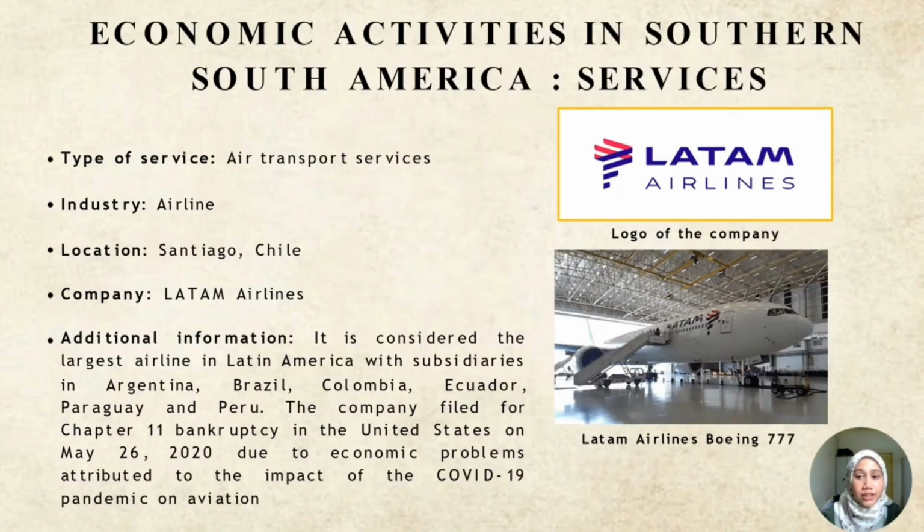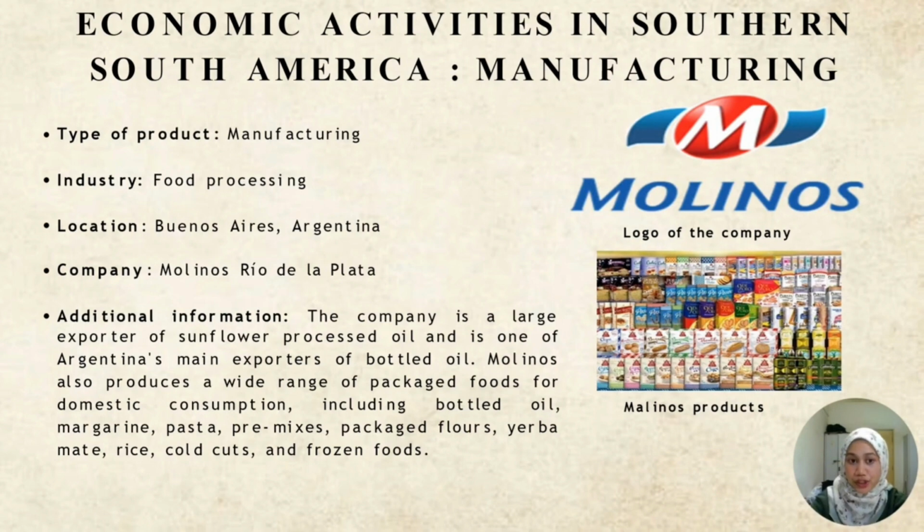Economic activity in Southern South America. The first one is air transport service, industry airline, location at Santiago, Chile. The company is Latam Airline. It is considered the largest airline in Latin America with subsidiaries in Argentina, Brazil, Colombia, Ecuador, Paraguay, and Peru.